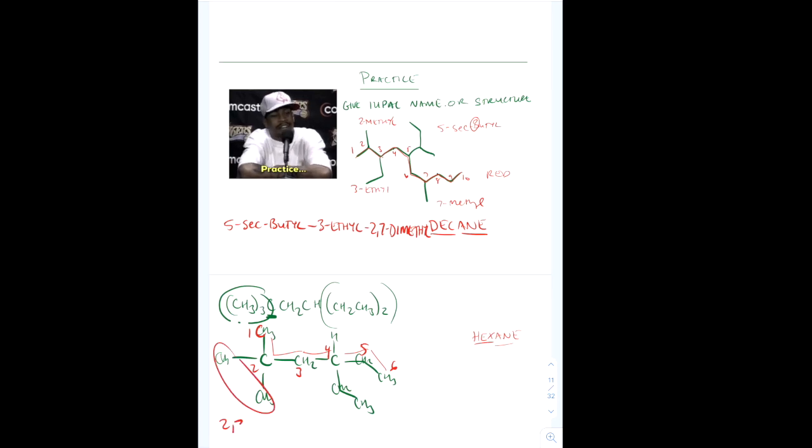On 2, we have a 2,2-dimethyl, and then on the 4 position, we have an ethyl. All right, and so that means we need to switch these. Oh man, messing up. 4-ethyl, 2,2-dimethyl hexane.